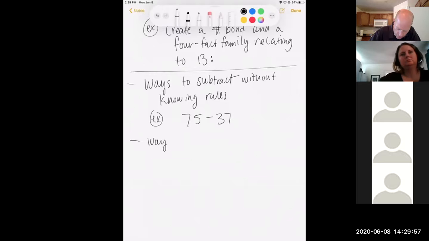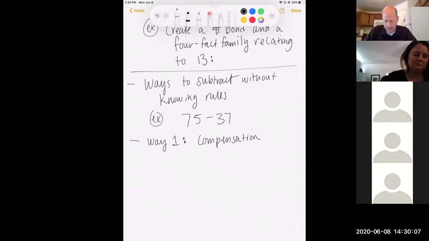Okay, so way number 1. This one is called compensation. When we compensate in addition, we look for the tens complement. We look for numbers to add on to make a nice even 10 that will help us do that. In subtraction, we do that as well.